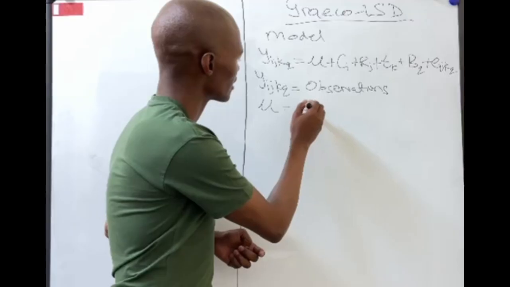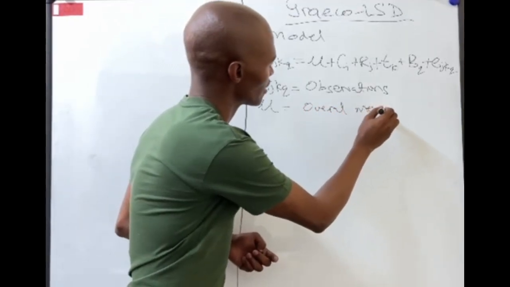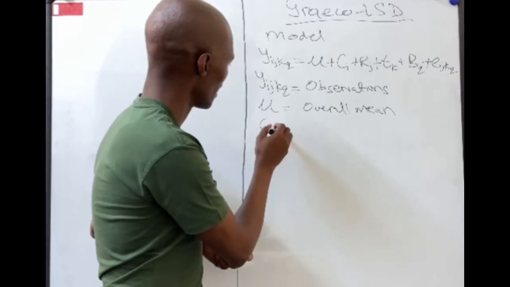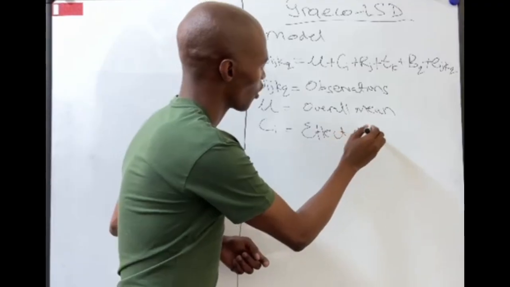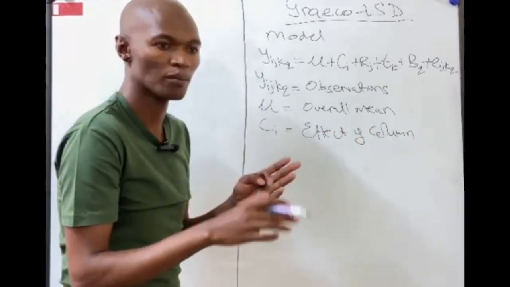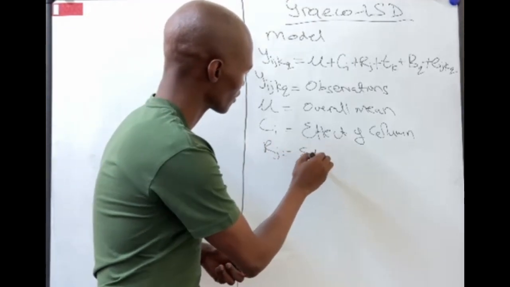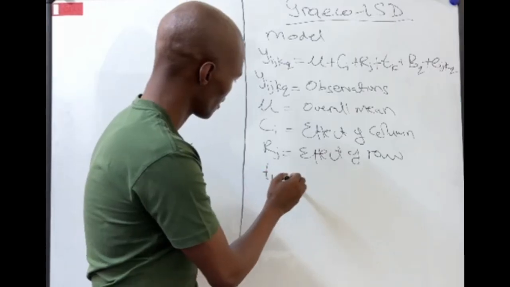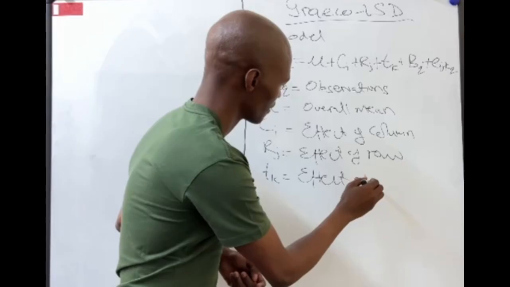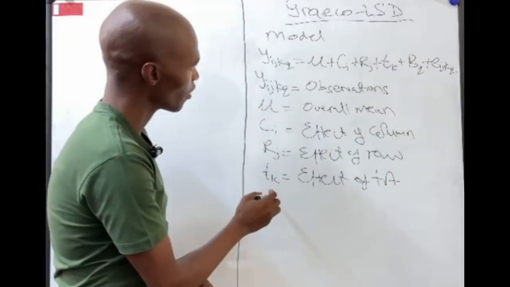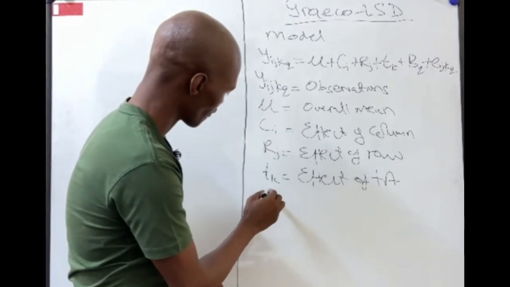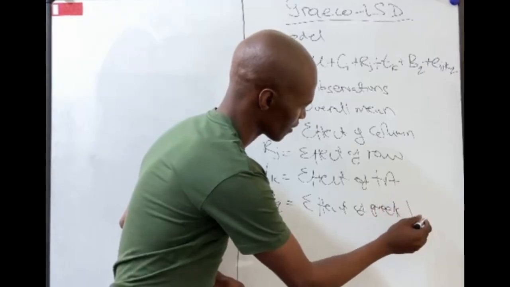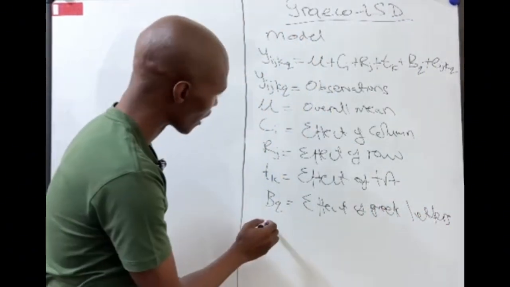Then we have mu. We are saying that is our overall mean. Then we have C_i, which is the effect of column. Remember, we were blocking using the columns and rows. We have R_j, which is the effect of row. And then we also have T_k, which is the effect of our treatment. That is the main effect of treatment. That's what we want to know. Then we also blocked using the Greek letters. We have B_q, which is the effect of Greek letters. Then we have our error.